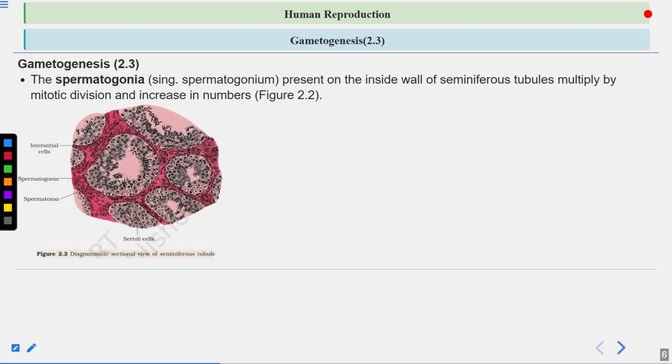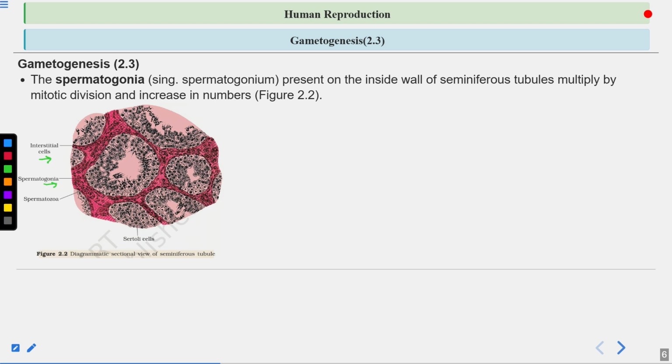Now you can see this is a diagrammatic sectional view of the seminiferous tubule. Here you can see spermatogonia are present on the inner side of the seminiferous tubule. Then you can see the Sertoli cells, which are also present on the inner side of the seminiferous tubules. Then you can see here the interstitial cells. Interstitial cells are also known as the Leydig cells. These are present on the outer side, in the interstitial spaces.